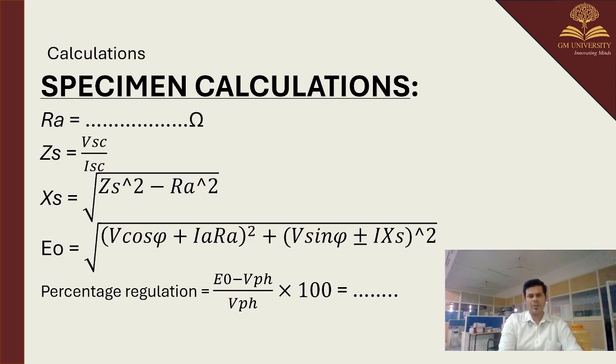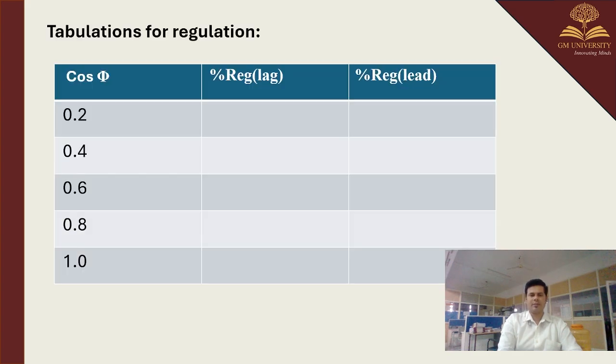ZS, that is the synchronous impedance, equals VOC by ISC. XS we have to find out. For the EMF method we use this formula: E0 is equal to the square root of (V cos phi plus IA RA) whole square plus (V sin phi plus IA XS) whole square. This is the regulation formula: percentage regulation equals (E0 minus V phase) divided by V phase, into 100.